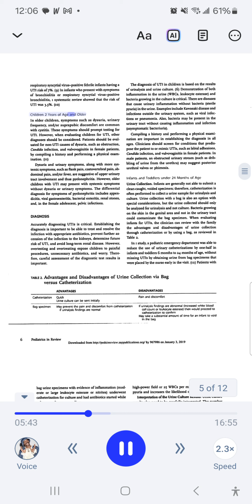Children 2 years of age and older. In older children, symptoms such as dysuria, urinary frequency, and/or suprapubic discomfort are common with cystitis. These symptoms should prompt testing for UTI. However, when evaluating children for UTI, other diagnoses should be considered. Patients should be evaluated for non-UTI causes of dysuria, such as obstruction, Candida infection, and vulvovaginitis in female patients by compiling a history and performing a physical examination.